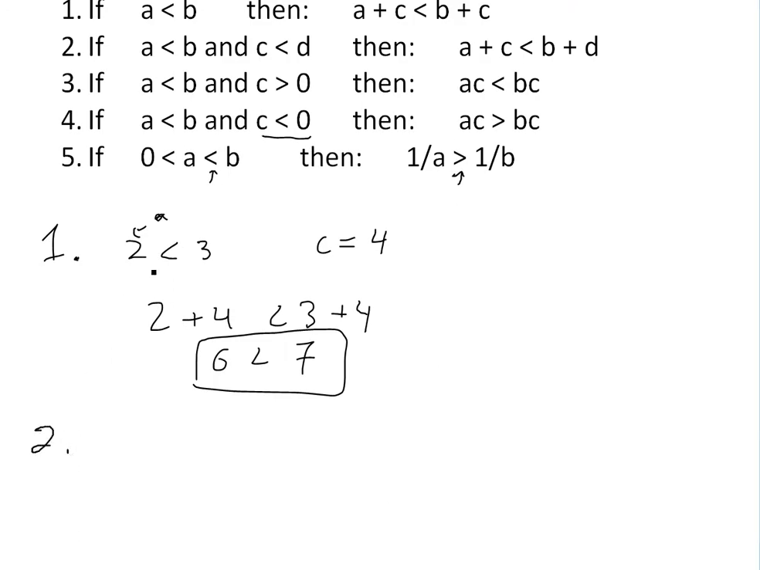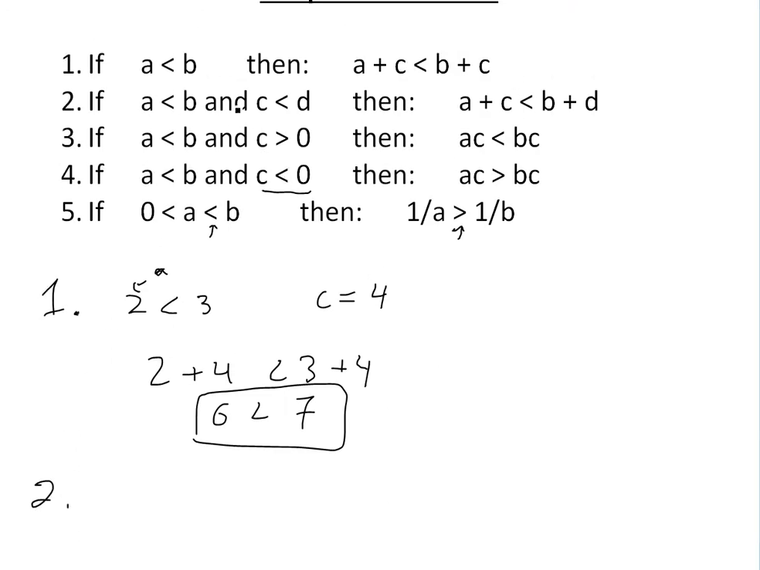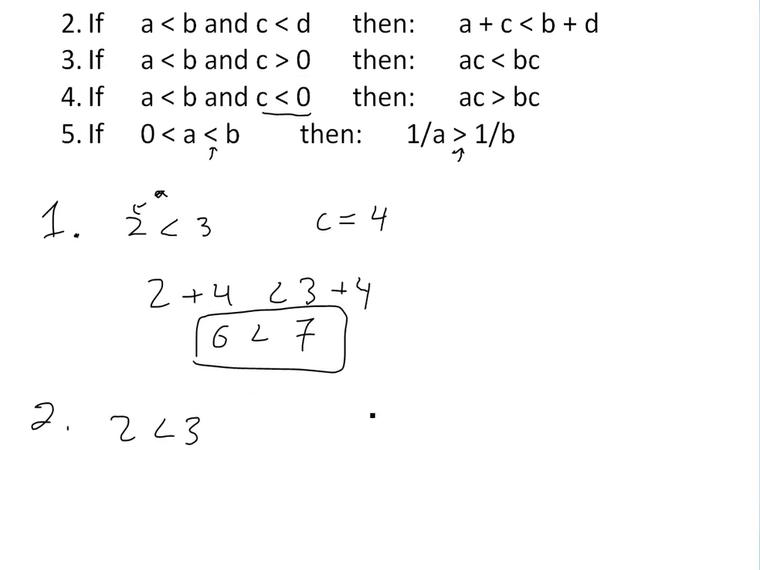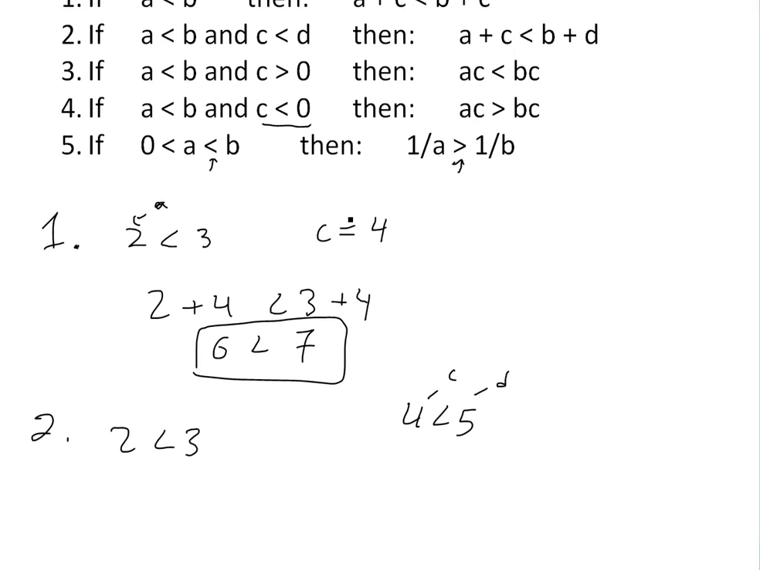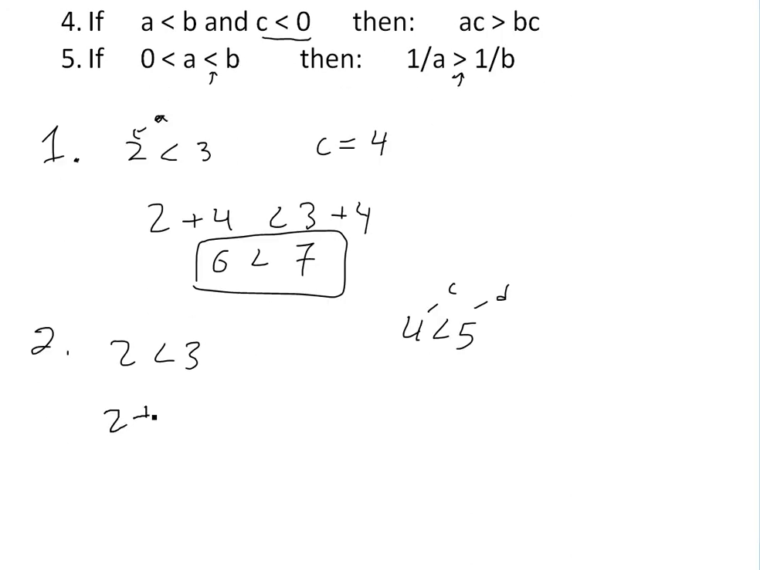If you look at the second one, if a is less than b, we'll pick 2 and 3 again, and c is less than d, so we'll say 4 is less than 5. This could be c, this could be d. If you add these up, it doesn't change anything. So you have 2 plus 4 less than 3 plus 5, so this will always stay true. This is 6 less than 8, and this is pretty obvious.